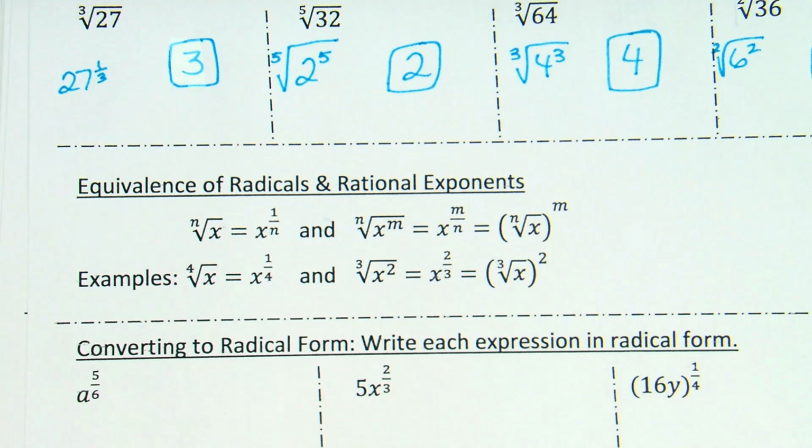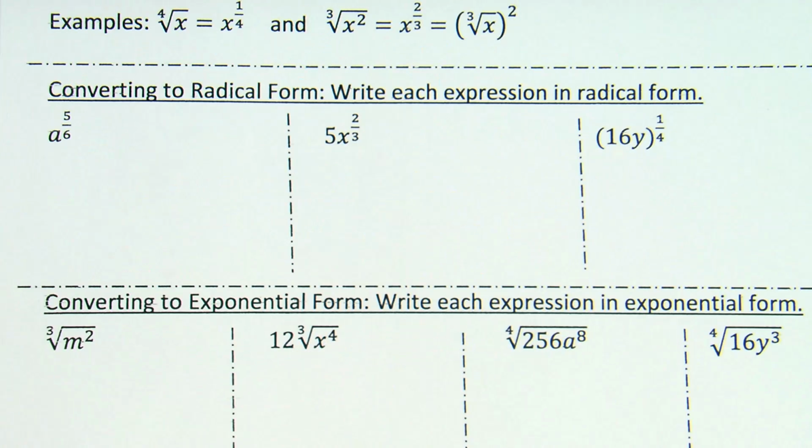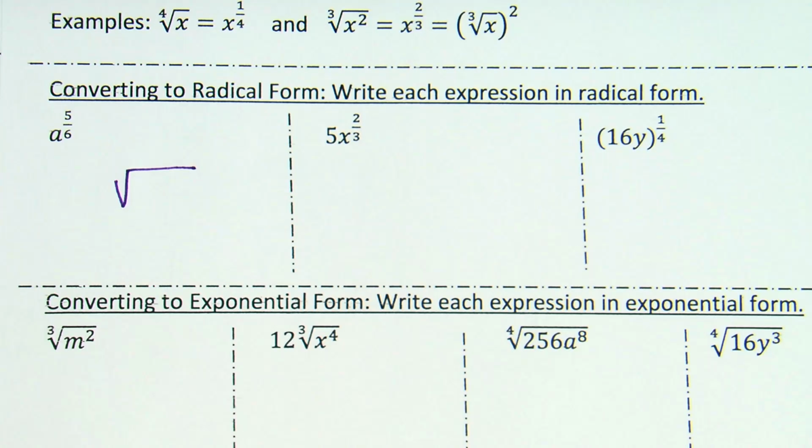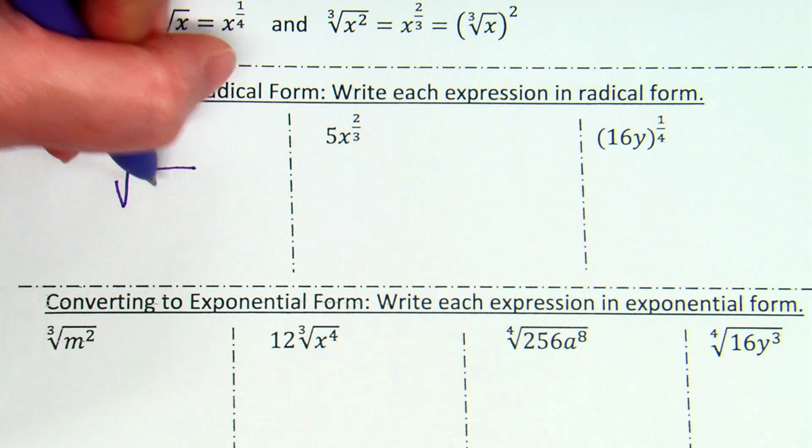So let's look at this next row of examples, because I know you guys will do better with examples than me just trying to explain something. Okay. So convert to radical form. Basically, we want to take a to the 5/6 and write it with a radical. So, what's the main thing under the radical? My base is a. So it's going to be a under the radical.